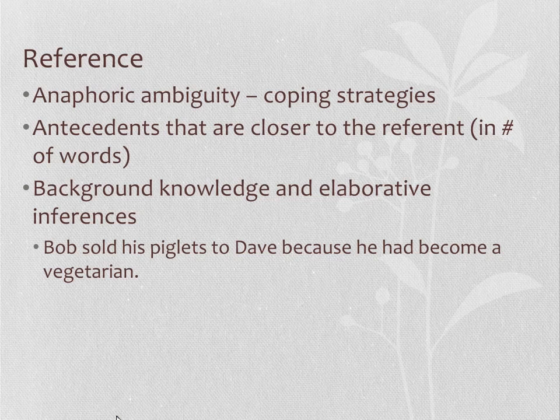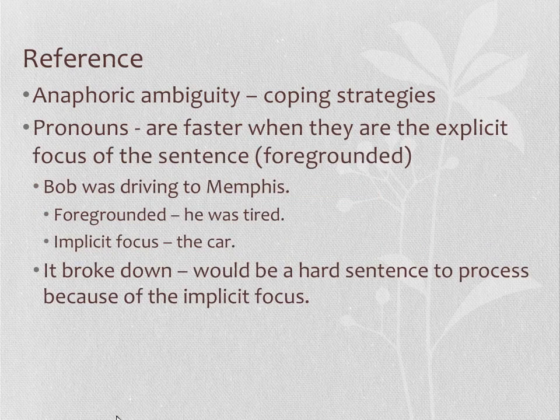And so our understanding of vegetarian understands, okay, so we don't want to have these pigs anymore. We don't want to eat them. So we're going to sell them to someone else. So that's an elaborative inference. It requires several steps. Veterinarian. All right, so pronouns are faster.